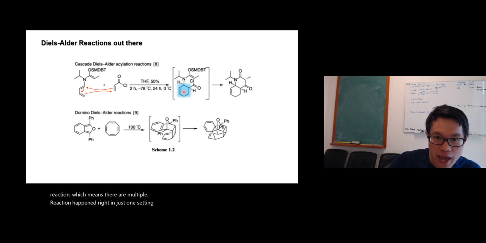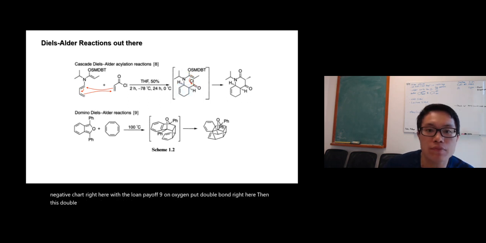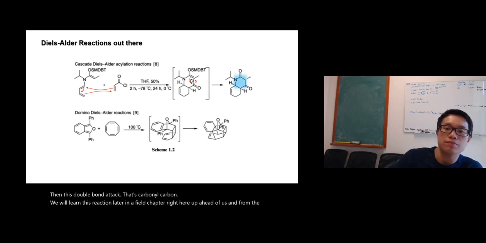Okay, so that's the Diels-Alder reaction, and then the negative charge right here with the lone pair on oxygen, put a double bond right here, and this double bond attacks that carbonyl carbon. We will learn this reaction a few chapters ahead of us. Okay, and that forms the second ring right there.